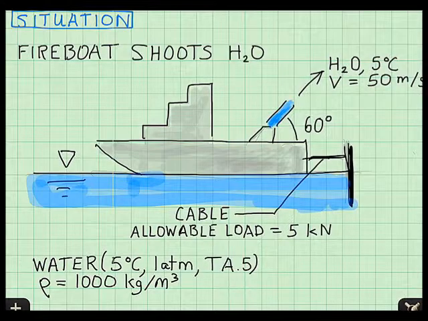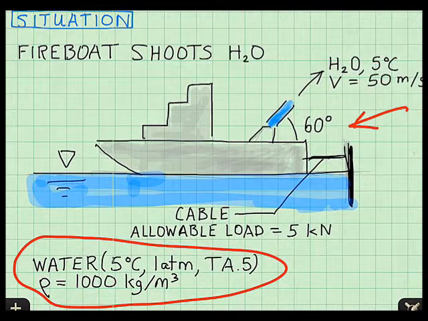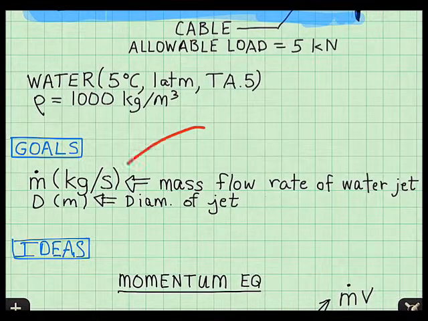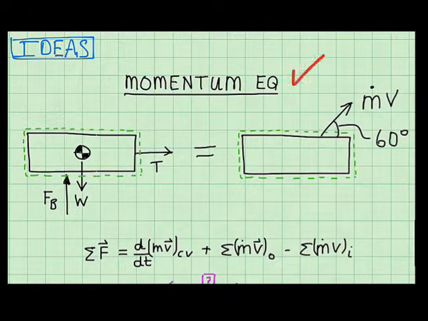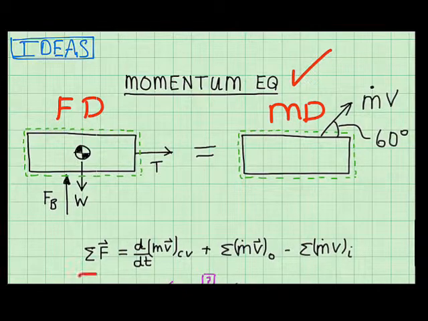So I capture the problem information, mostly in my situation diagram, and later on in the problem when I needed properties, I wrote them down right here. I left myself a little space, and so I use this property later in my calculations. Here's how I captured the goals. To analyze the problem, I selected the momentum equation, and then I drew a force diagram here and a momentum diagram here, and this shows me visually how the momentum equation is satisfied, so I can see what's going on. Let me walk you through how to do the force diagram and momentum diagram for this problem.